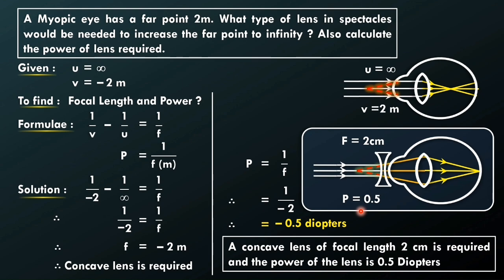So defect to rectify koribor karone concave lens khonor power to minus 0.5 diopter is required. Am I clear, guys? So defect to rectify koribor karone concave lens khonor power to -0.5 diopter is required. I hope there is no doubt.